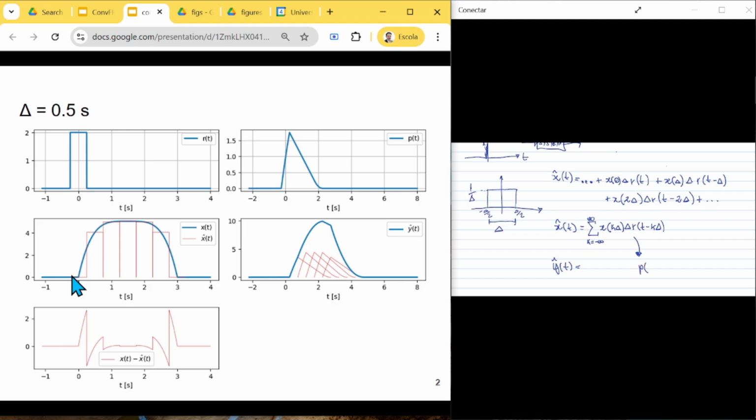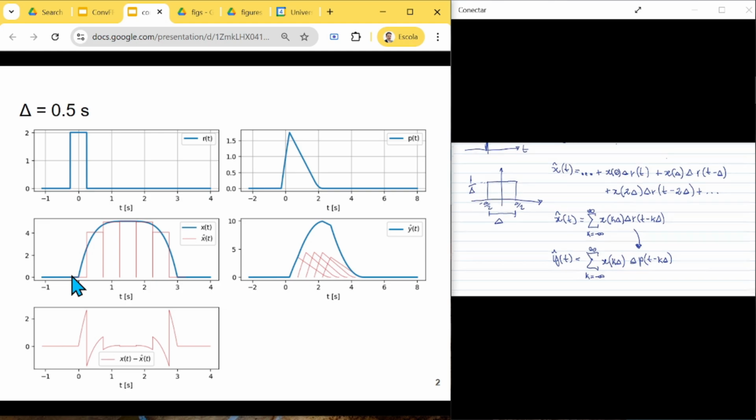So p of t minus k delta. For each r in the input, I will have a p at the output. And the multipliers are just reproduced here. So a summation from minus infinity to infinity.